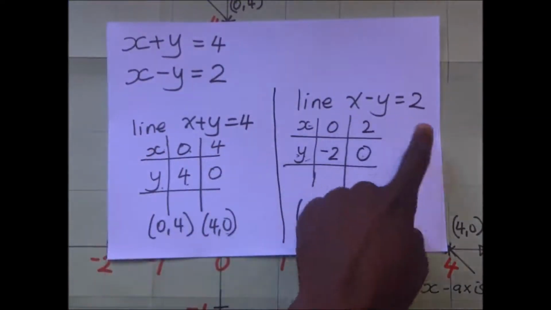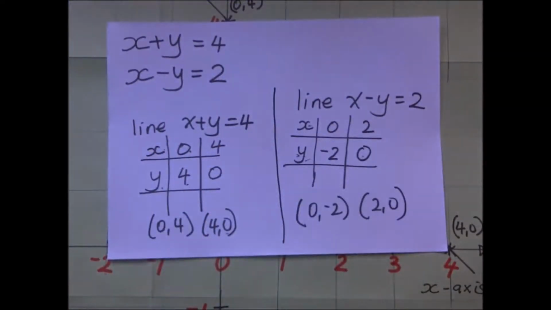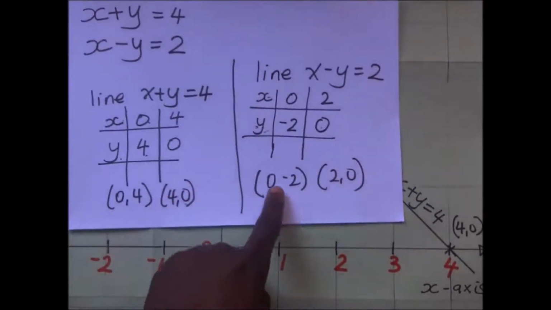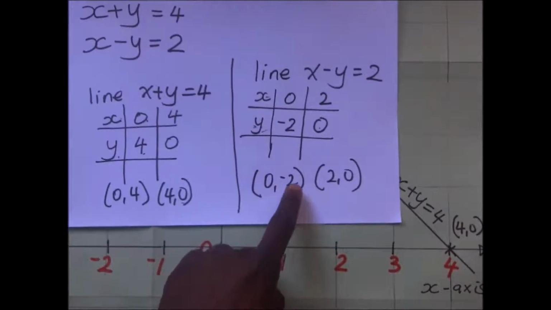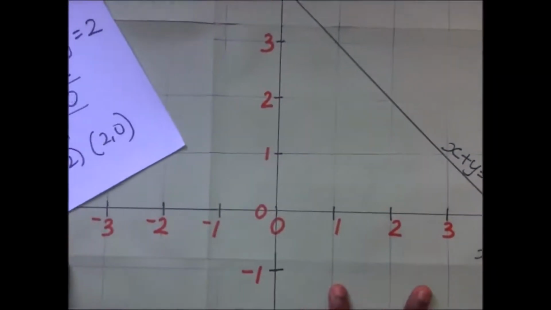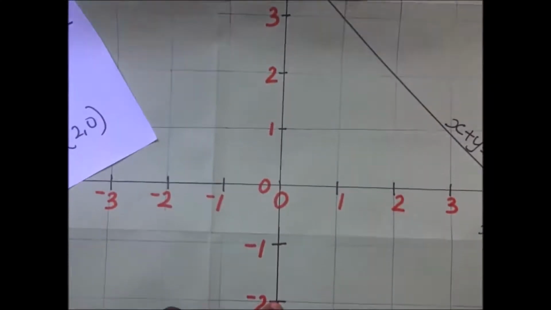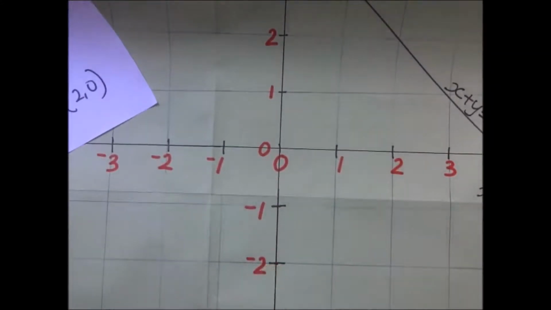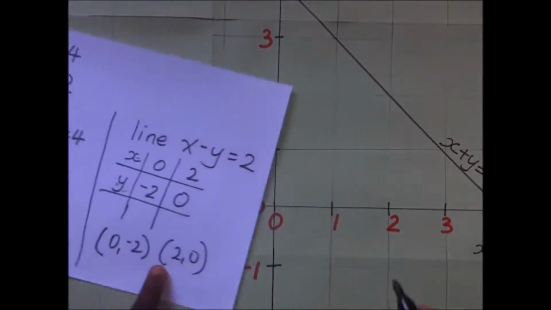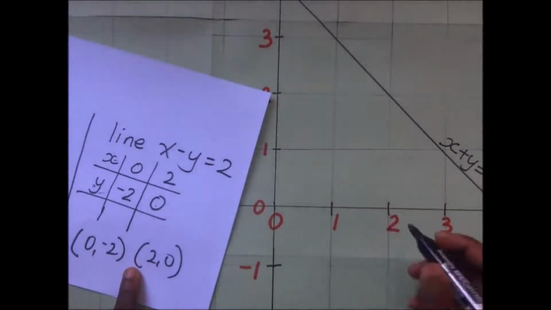So we draw this other line, x minus y is equal to 2. So x minus y is equal to 2 has coordinates 0, negative 2. So we look for coordinate 0, negative 2. It is right here down. 0, negative 2 is down here. And then we have coordinates 2, 0. 2, 0 is right there.